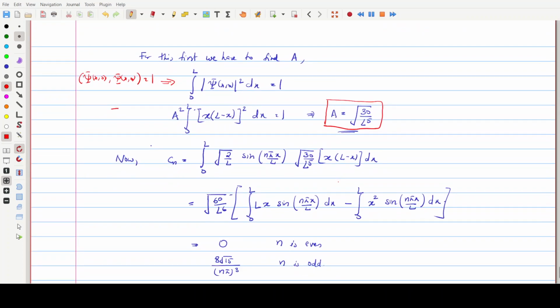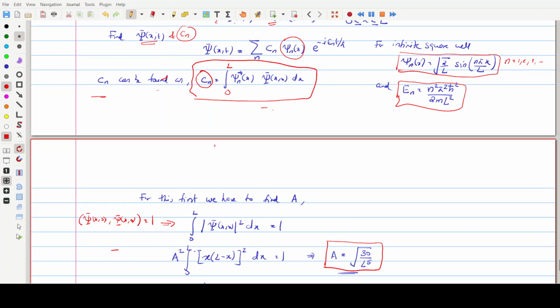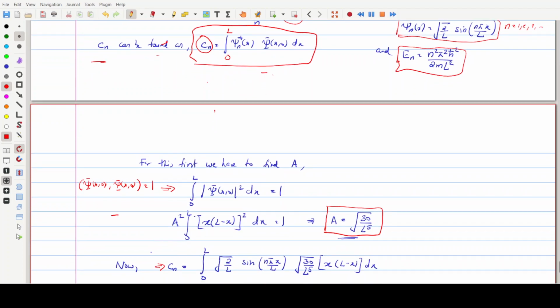And once you find that a, just substitute the psi of x,0 in the expression of Cn that we have shown earlier. So this is your Cn: the integral 0 to L of psi n star of x. Since this wave function is a real wave function, there is no complex conjugate present here. So psi n would be root 2 by L sin(n pi x by L), and psi of x,0 is this. Just integrate it, and we will have two integrations.